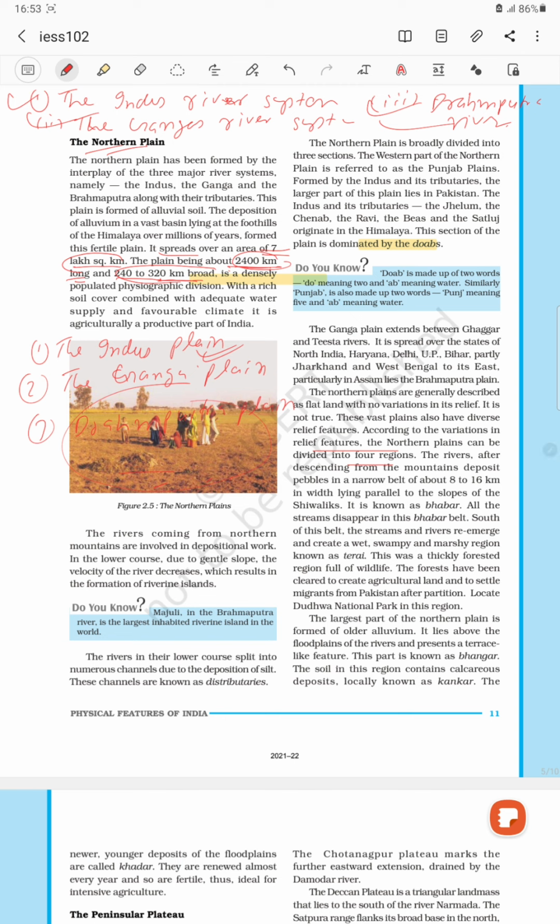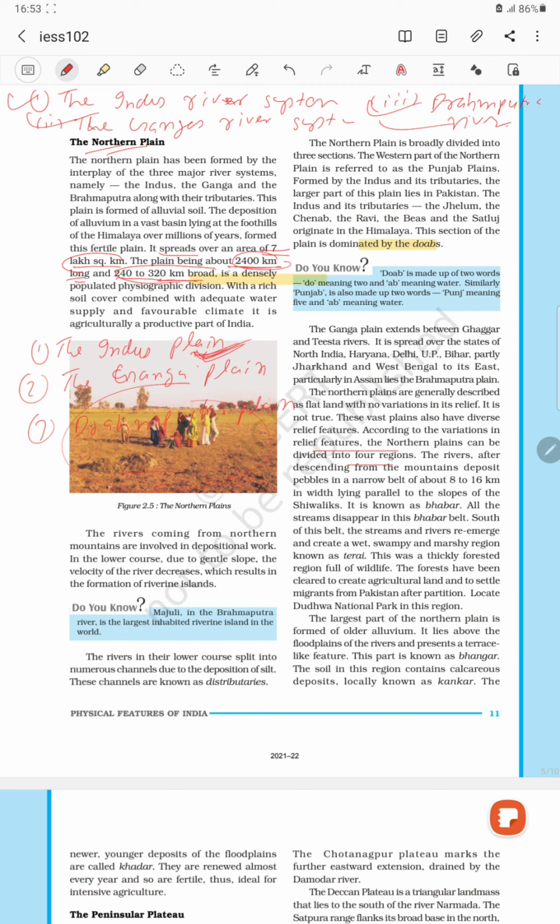So the Indus Plain, most of the part of the Indus Plain is in where? In the Pakistan region. Some part is also in Punjab and Himachal Pradesh. These areas are formed by the Indus River system. Indus River has five tributaries: Satluj, Ravi, Jhelum, Chenab. These are the five tributaries of Indus. With the help of that river, that land is formed.